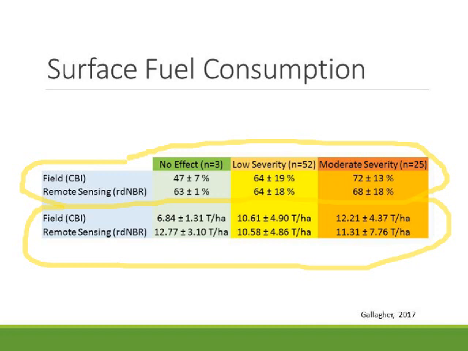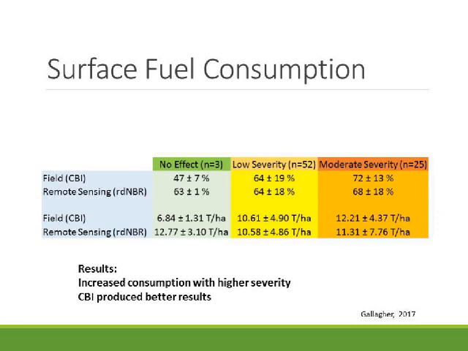Substantially more is consumed when you have a moderate severity fire. Another category would be high severity, and we didn't have any sites that fell into that range, unfortunately. But you can imagine that would have even more consumption. So the result of this showed an increased consumption with higher severity, basically, and that the composite burn index, or the field method, did a better job of predicting consumption than the remote sensing method did.